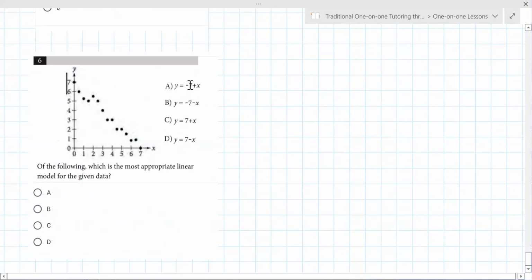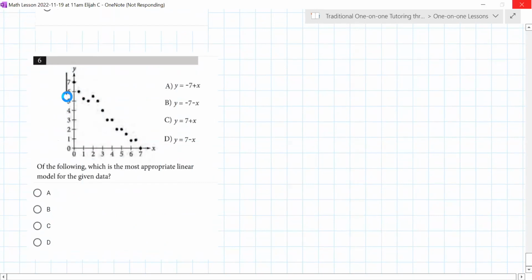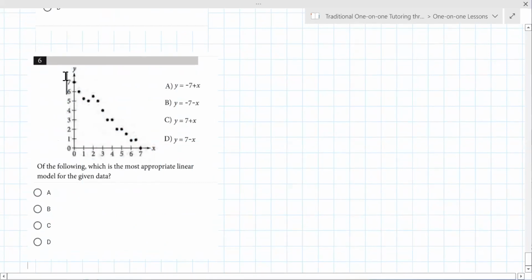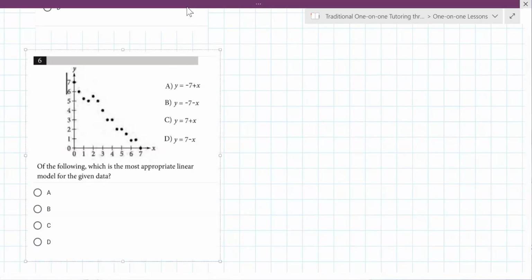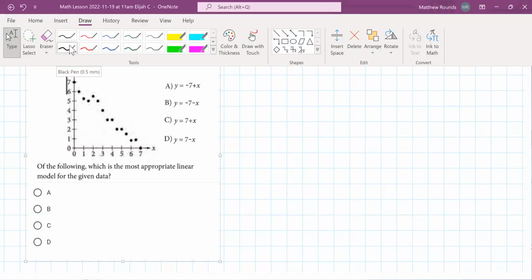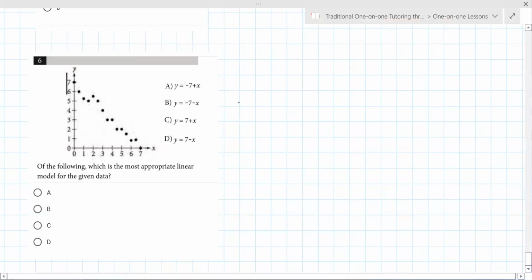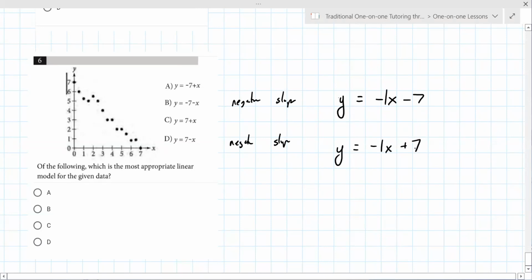Which of these has a negative slope? Would it be B? B has a negative slope, but so does D. The slope is the number in front of X. B is really, in standard form, minus X minus 7, or minus 1X. D is minus 1X plus 7.